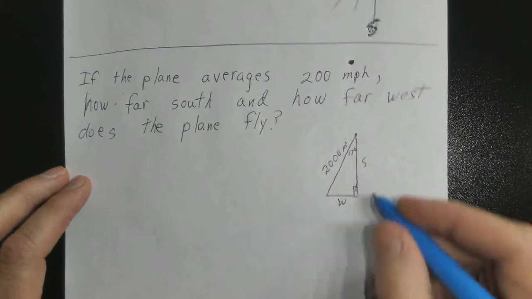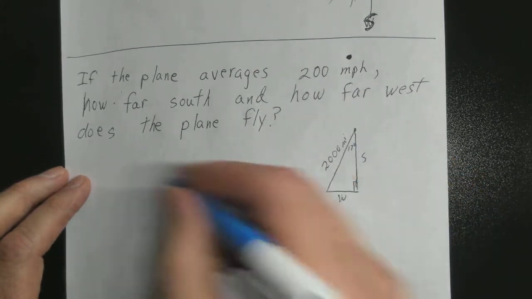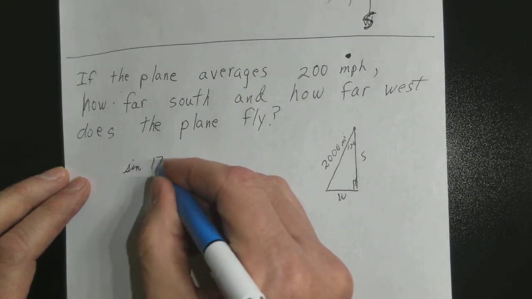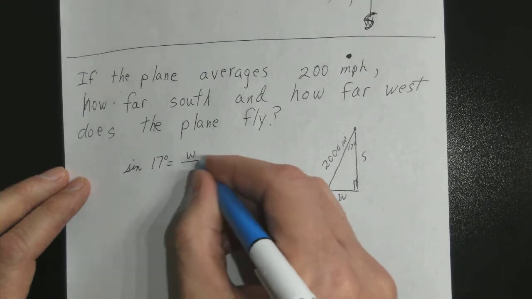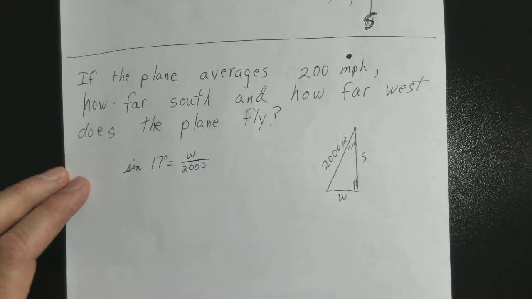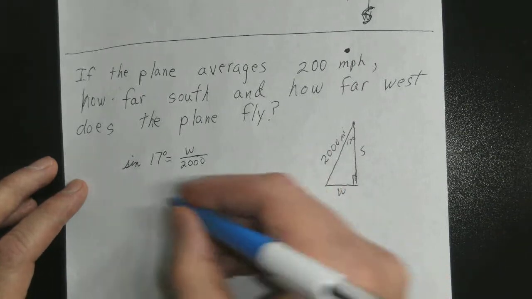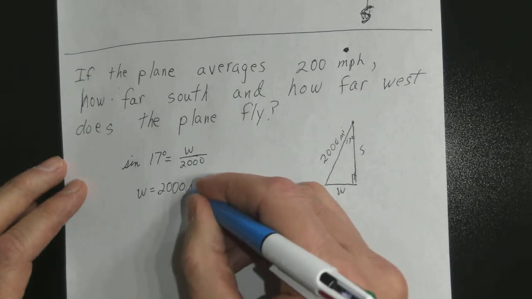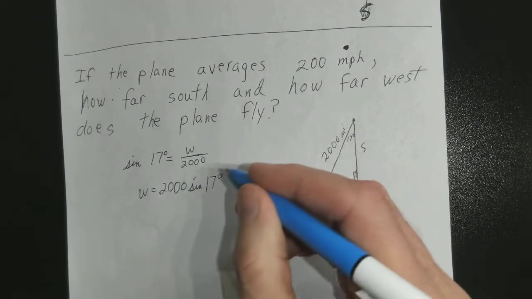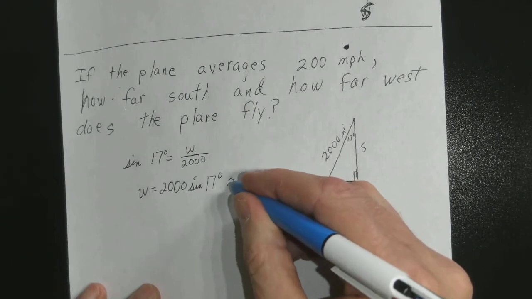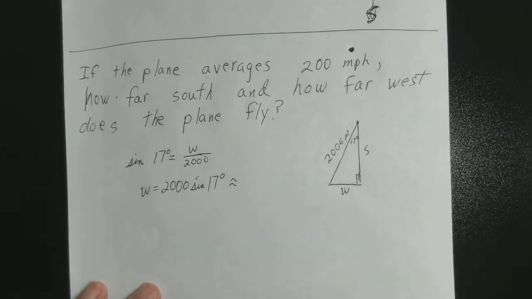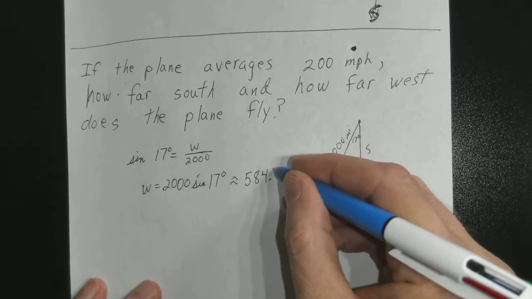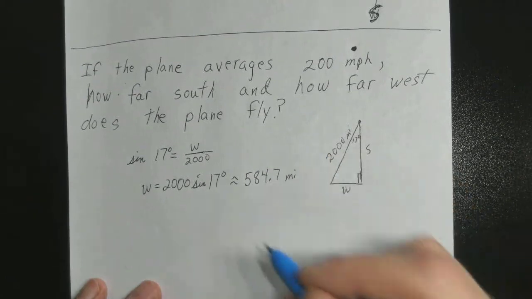All right? So, opposite over hypotenuse. The sine of 17 degrees equals W over 2,000. You with me there? So W equals 2,000, and make sure you're in degree mode, times sine of 17 degrees. And that is about how much? 0.7 or so? Okay, if you're in that vicinity, okay?